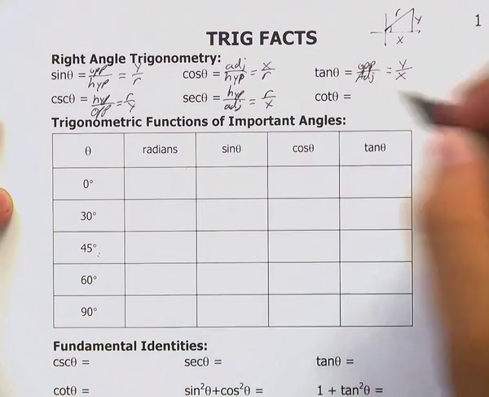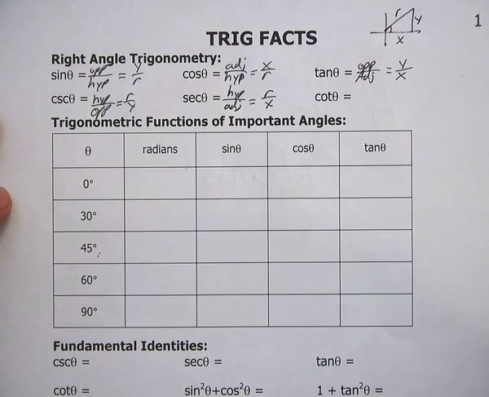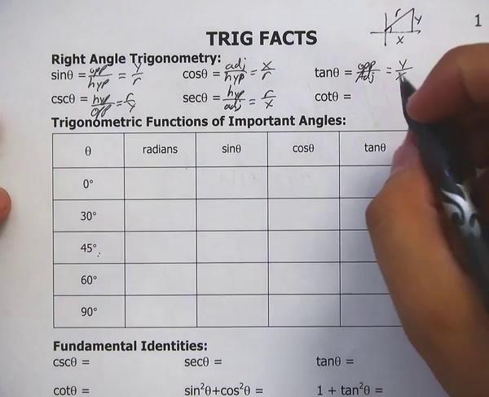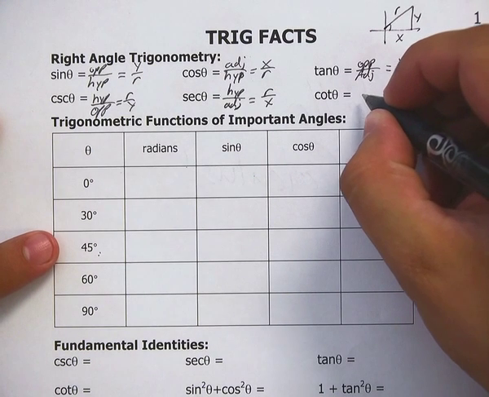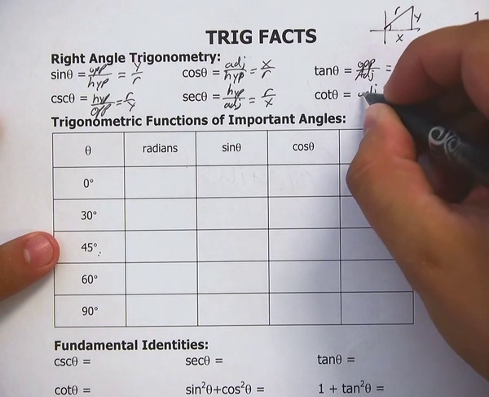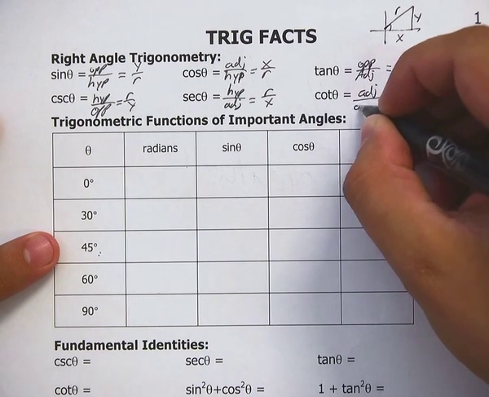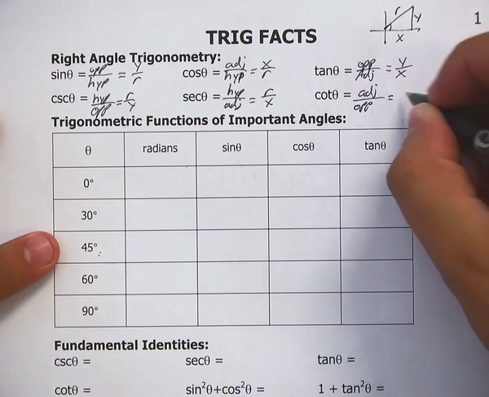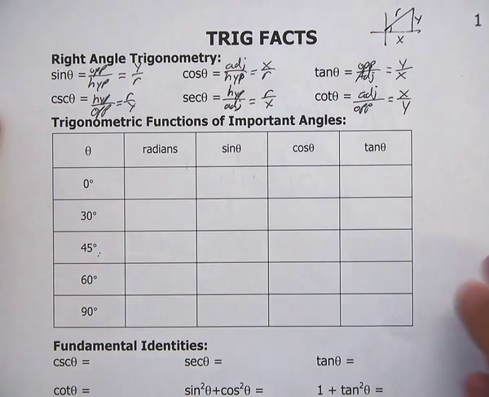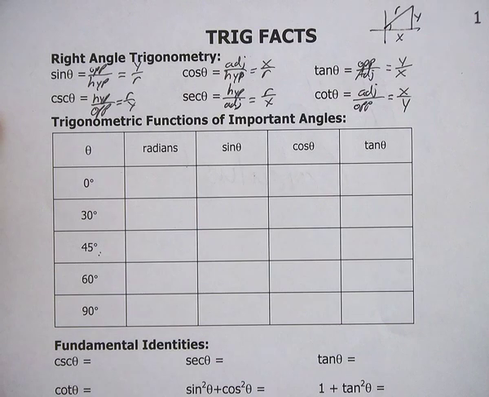I apologize for my handwriting. Apparently I forgot how to write over the summer. Cotangent is going to be the adjacent, ADJ, over the opposite, or x over y. So again, most of y'all probably remember that.